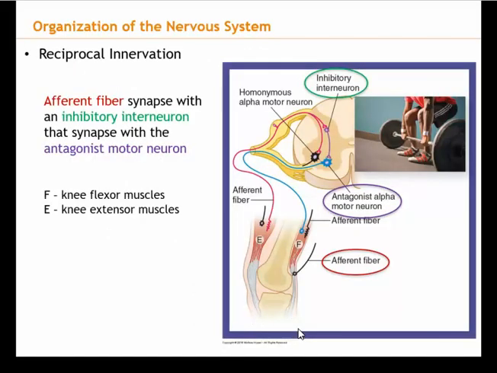And there's a picture right here of reciprocal innervation where, in this example, we're doing a deadlift, but same thing where our knees are extending. So knee extension here. And this just explains it again. It shows it one more time with our afferent versus efferent fibers and looking at the inhibition and then activation of the target and the antagonist muscle.